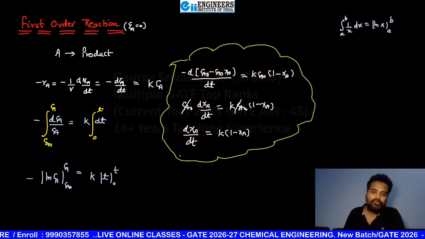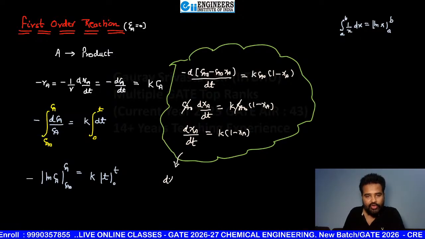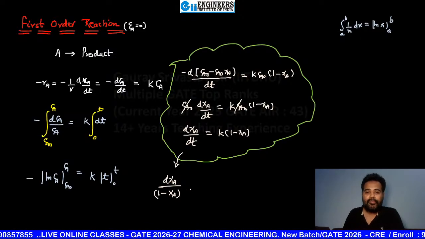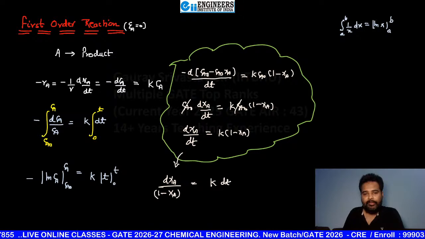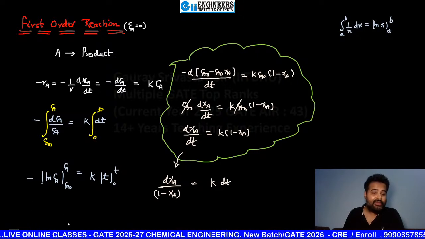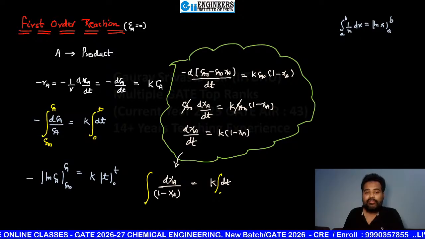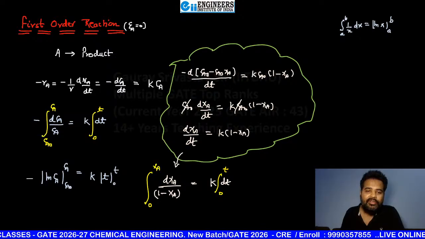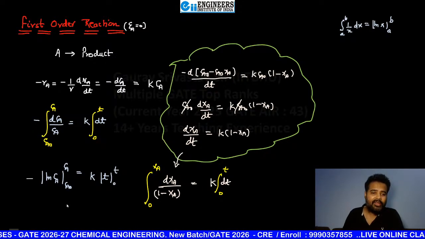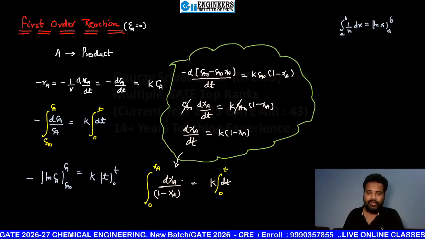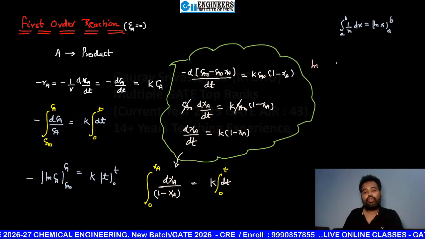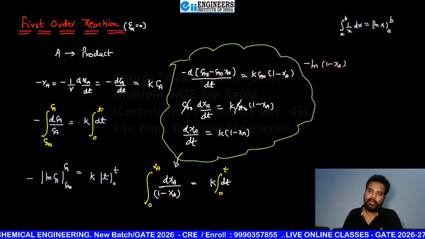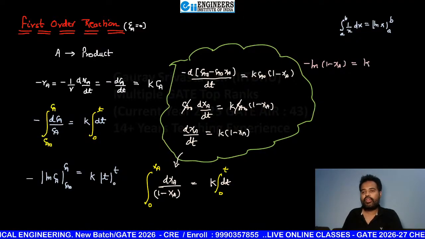Now further solving. This looks like a first order linear differential equation, variable separable type. So you can write dXa upon (1 minus Xa) equals k dt. Again you have to take limits and integrate. This time, the limit is: when time is 0, conversion is 0; at some time t, I assume conversion is Xa. So what will happen here? It will be ln of (1 minus Xa), and the differentiation of 1 minus Xa is minus 1, so a minus will be present, and on the right kt minus 0, that means kt.